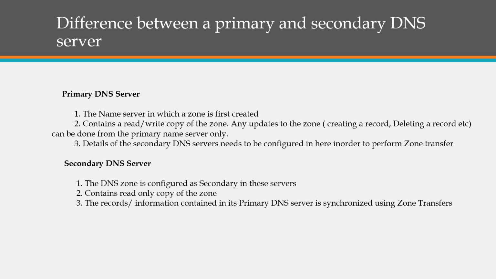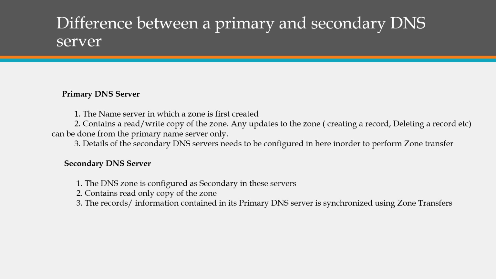Okay, so moving forward, now let's look into the difference between a primary and a secondary DNS server. The primary DNS server is a name server in which the zone was first created, or the very first server in which we configure a zone. That will be our primary name server for that zone. And this primary DNS server will contain a read-write copy of the zone.